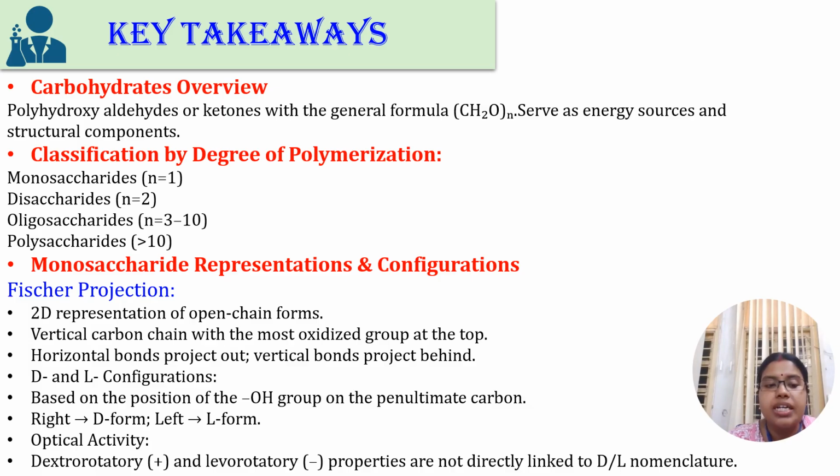One is the Fischer projection, the 2D representation of the open chain form. On the vertical line, the top position is the oxidized group. Horizontal bonds project out and vertical bonds project behind. It has two configurations depending on the orientation of the hydroxyl group at the penultimate carbon. If the OH is on the right hand, it is the D form. If the OH is on the left hand, it is the L form. According to optical activity, it can also be dextrorotatory or levorotatory, but this is not linked directly with the capital D or capital L nomenclature.